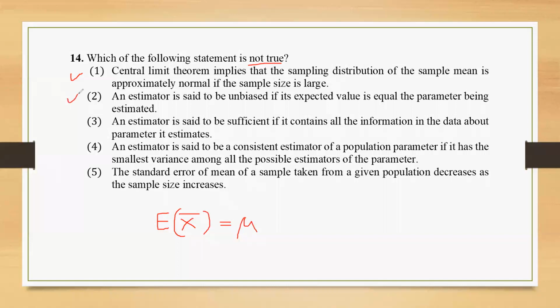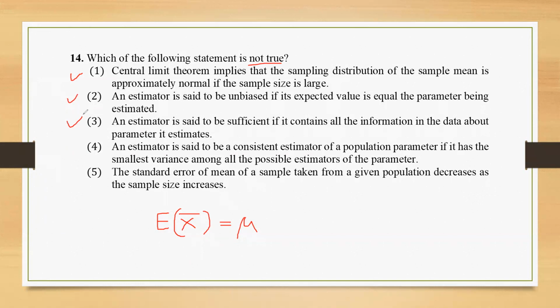Third one, an estimator is said to be sufficient if it contains all the information in the data about the parameter it estimates. So that is the idea of sufficiency, right? If a particular estimator contains all the information regarding the parameter, it is the sufficient estimate. ඒක හරි. ඒක තමයි sufficiency කියන concept එක, right?